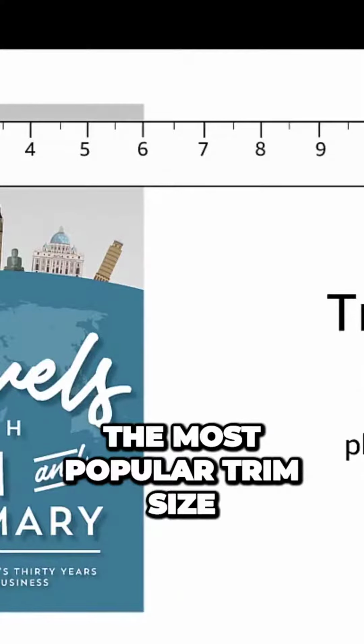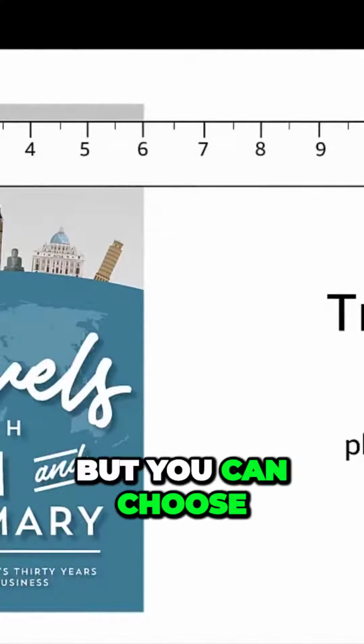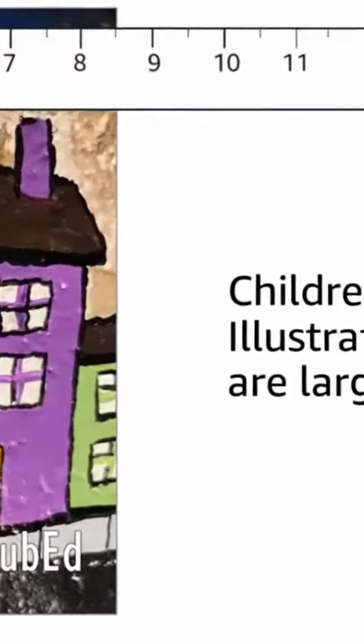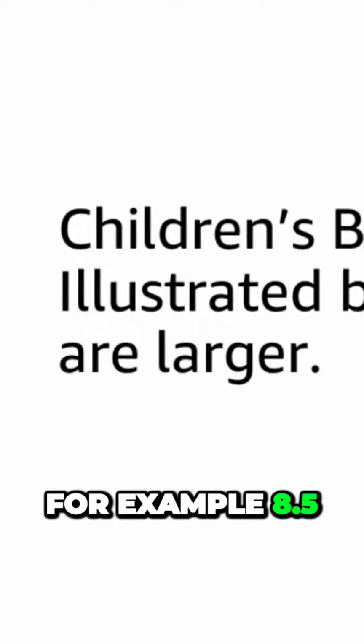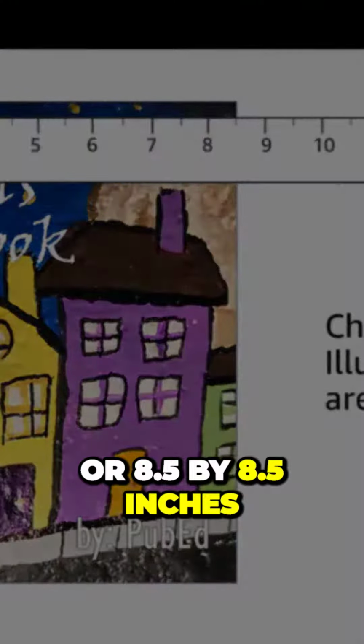The most popular trim size on KDP is 6 by 9 inches. But you can choose your trim size based on the type of book you are creating. Children's books are usually larger than novels. For example, 8.5 by 11 inches or 8.5 by 8.5 inches.